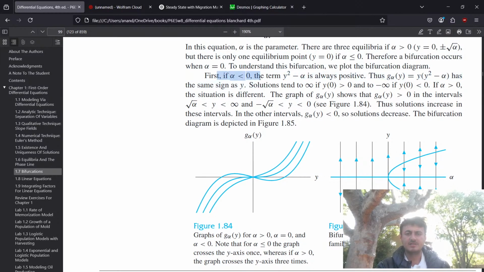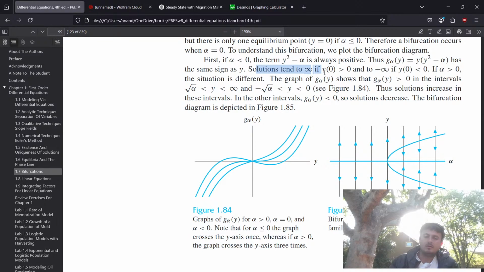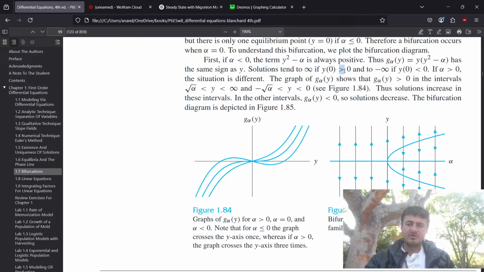If alpha is less than 0, then y squared minus alpha is always positive. Thus, g sub alpha of y has the same sign as y. Solutions tend to infinity if y is greater than 0.